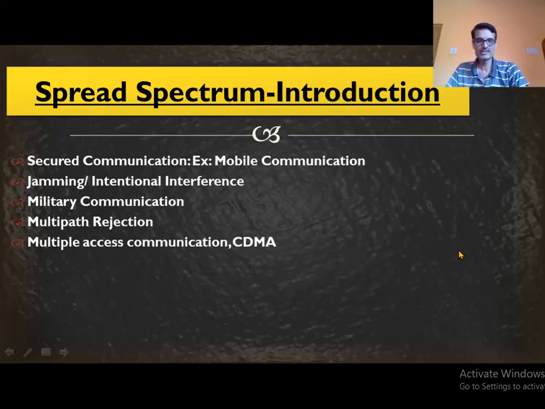Fading means signal strength will be attenuated because of the multiple path traveling, propagation of the signal. To reject these multiple path signals, we can use the spread spectrum technique. As I told earlier, in multiple access communication, mobile communication, CDMA, PN codes are used to increase the security of transmission. So these are the basic applications of spread spectrum. We will understand these applications again later in another video maybe.